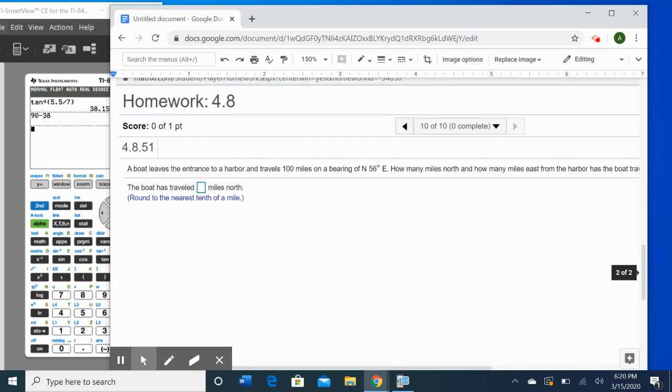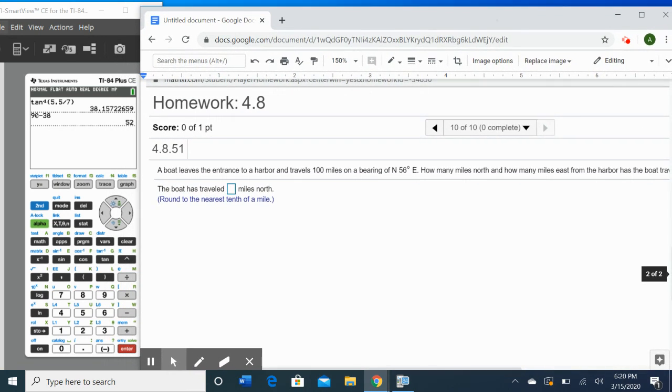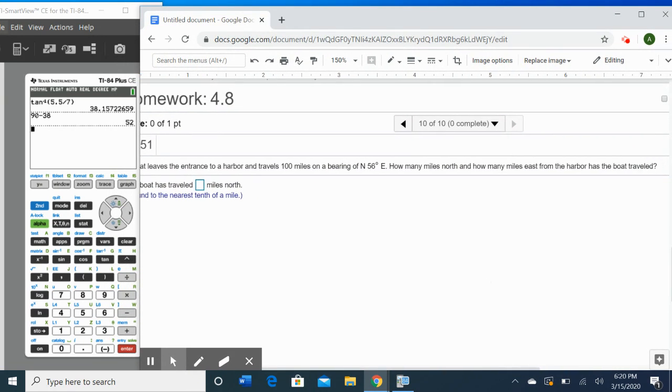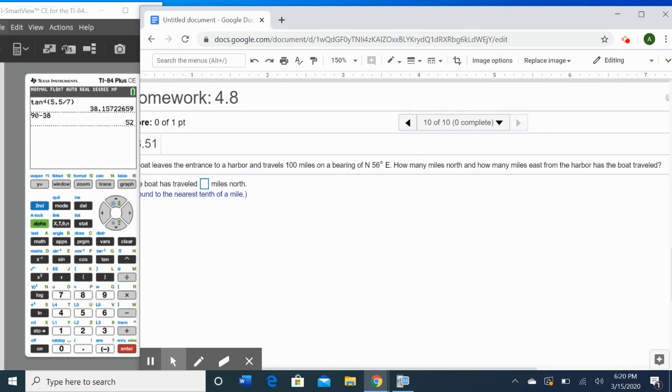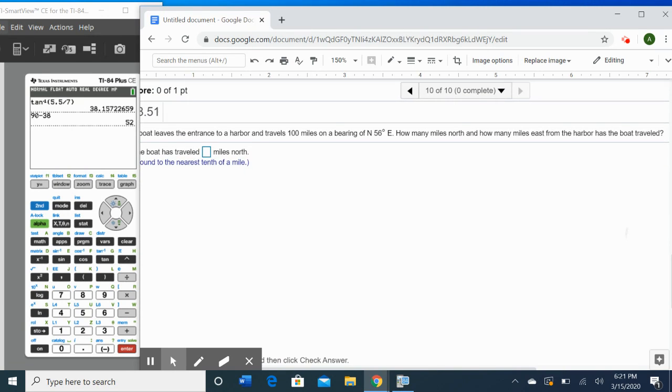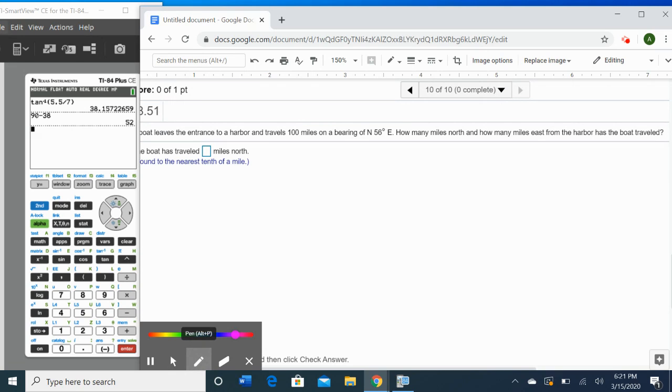Okay, here we go. It says a boat leaves the entrance to the harbor and travels 100 miles on a bearing of north 56 degrees east. How many miles north and how many miles east from the harbor has the boat traveled? So I'm essentially doing the exact opposite of what I just did. Let's draw ourselves a picture. The boat leaves the harbor and travels 100 miles on a bearing of north 56 degrees east.